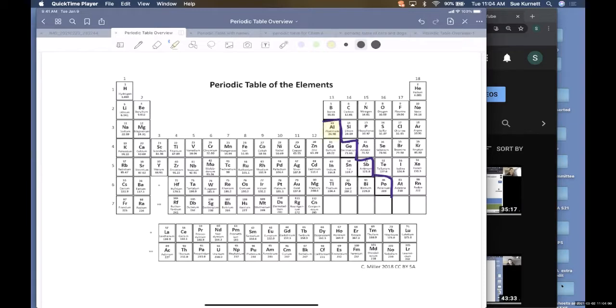Aluminum touching the line isn't a metalloid. It's a metal. And you know that because you have aluminum foil in your kitchen. So metals on the left and nonmetals on the right, except for one. What's the exception there? Hydrogen is on the left of that line and is not a metal. Hydrogen is a non-metal. So maybe I need to color code a little bit.